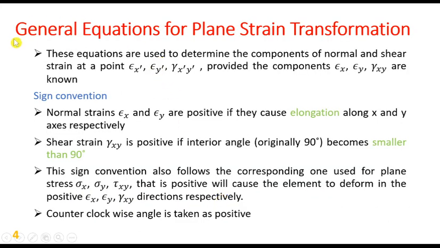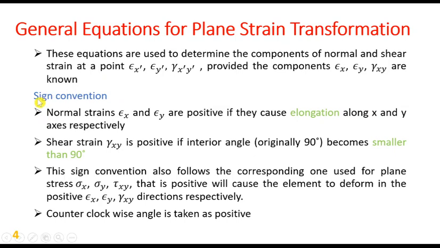Now we are coming towards derivation of general equations for plane strain transformation. These equations are used to determine the components of normal and shear strain at a point at some arbitrary angle theta. That's why these will be called epsilon x prime, epsilon y prime, gamma x prime y prime, provided the components epsilon x, epsilon y, gamma xy are known. So if these parameters are known, we have to find out these parameters, and angle theta is given. For that, we will derive the equations.